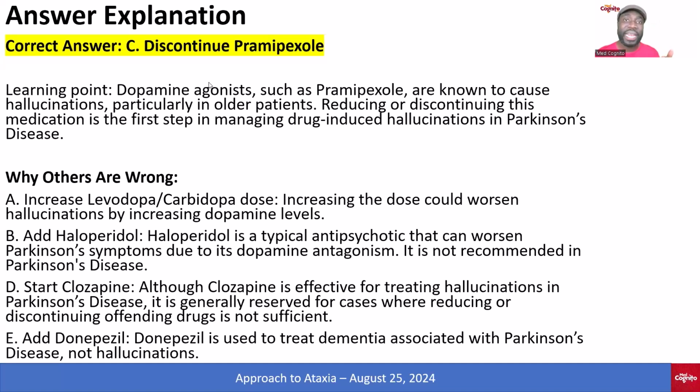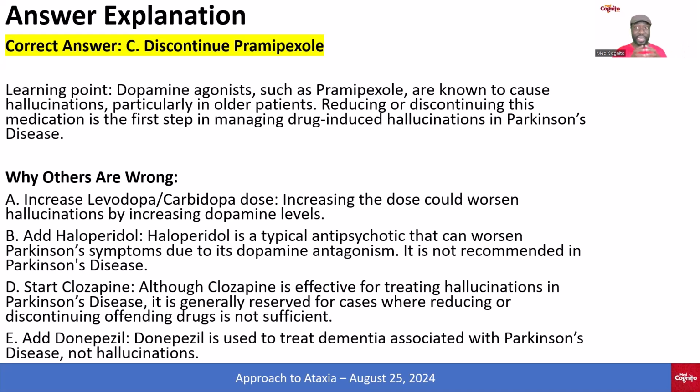So please, this is the learning point here. Now, the answer option says, A, increase levodopa carbidopa dose. Increasing levodopa carbidopa dose could worsen the hallucinations. So that is wrong. So today, our learning points are coming up.